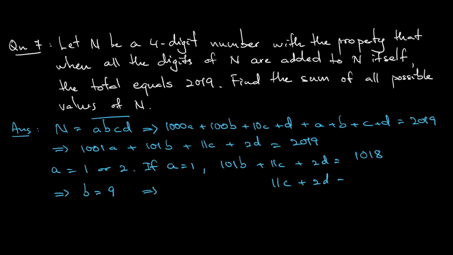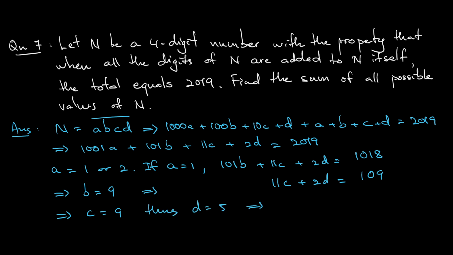Okay, so when B is 9, again you substitute in, and this equation would just become 11C plus 2D equals 1018 minus 909, that would be 109. Okay, so same logic. Here it actually forces C to be 9, and when C is 9, D is actually 5. Okay, thus D is 5.